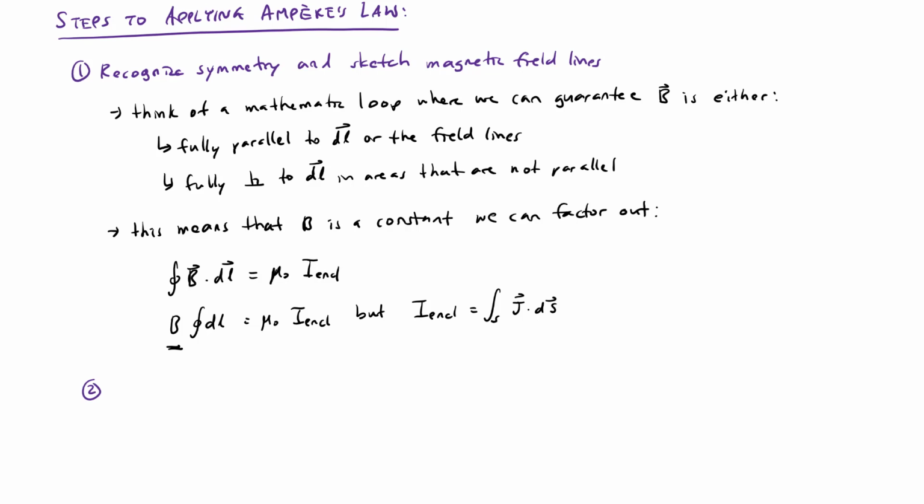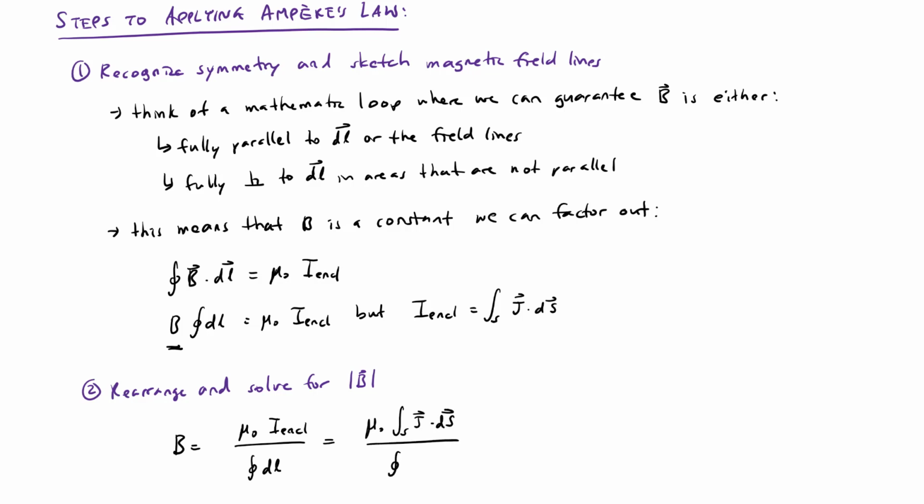Number two, once you can factor out your B, you can just rearrange and solve for the magnitude of B. So B is equal to mu naught I enclosed over the integral of dl. Or if you choose to use the volume current density form, you have mu naught times the integral of J dotted with dS over the integral of dl.